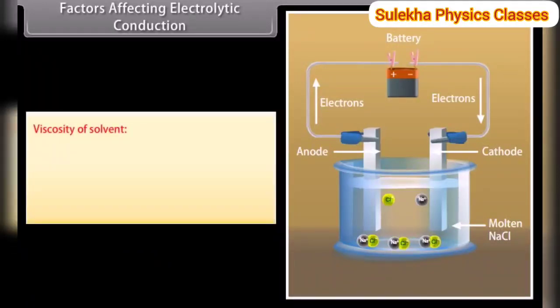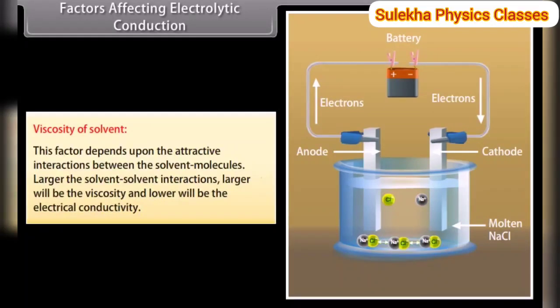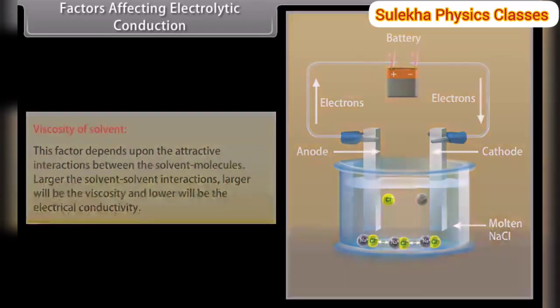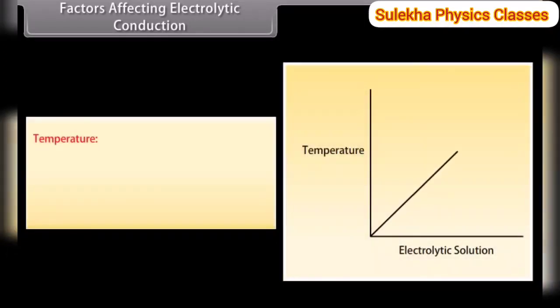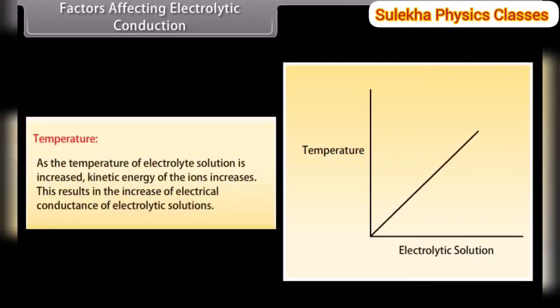Viscosity of solvent. This factor depends upon the attractive interactions between the solvent molecules. The larger the solvent-solvent interactions, the larger will be the viscosity and lower will be the electrical conductivity. Temperature. As the temperature of the electrolyte solution is increased, the kinetic energy of the ions increases. This results in an increase of electrical conductance of electrolytic solutions.